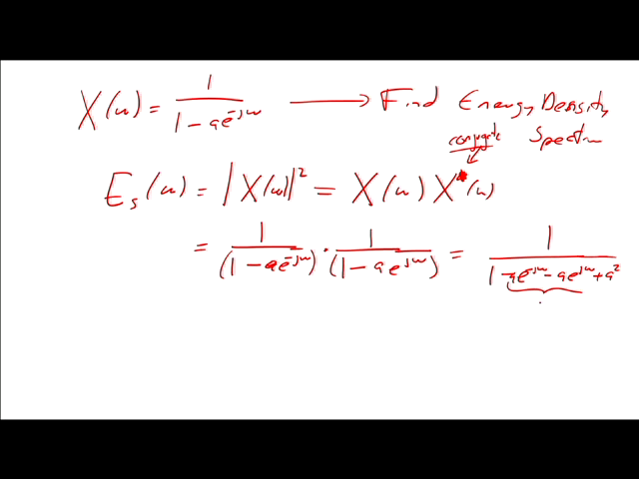This cross term here gives 2 cosine omega. So at the end of the day, my energy spectrum is 1 over 1 minus 2A cosine omega plus A squared. So that's just a very simple example of one way to do this.